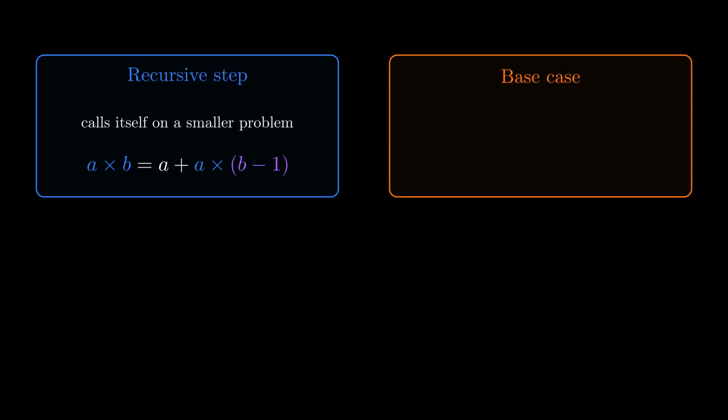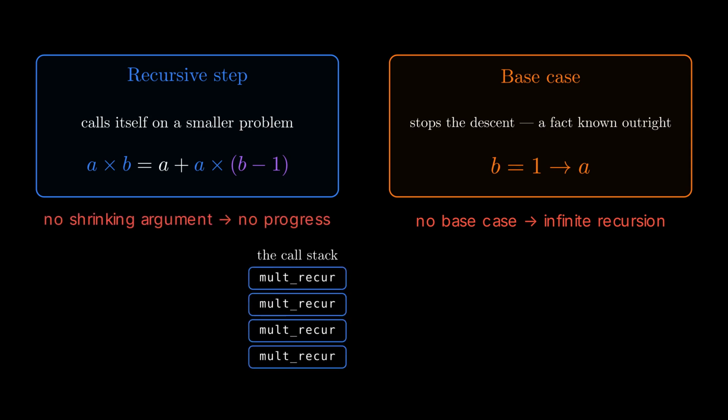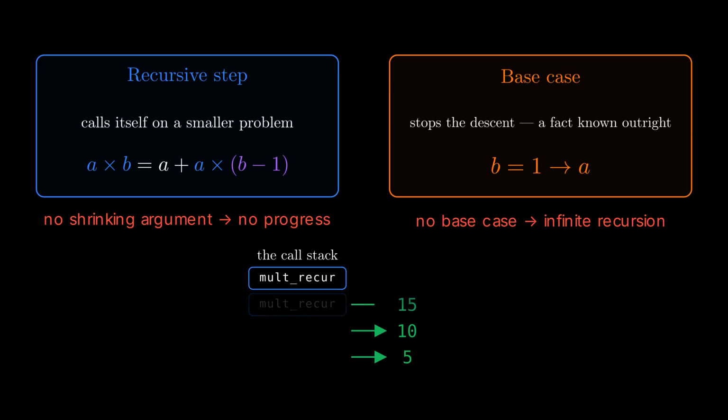Here, A times B rewritten as A plus A times B minus 1. The base case stops the descent with a fact known outright. When B is 1, the answer is simply A. Leave either half out and the design fails. No base case means infinite recursion. No shrinking argument means no progress. Divide pushes frames onto the stack. Conquer pays them off, 1 addition and 1 return at a time, until the answer surfaces in the main program.